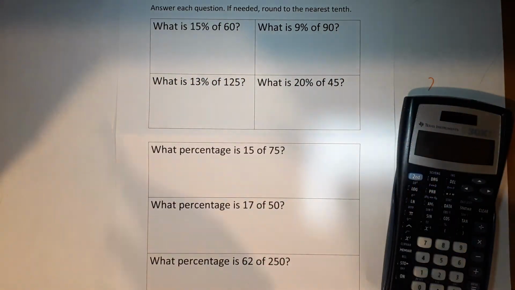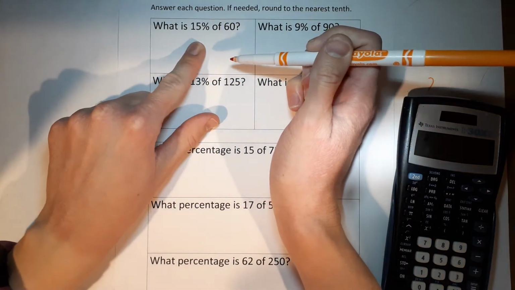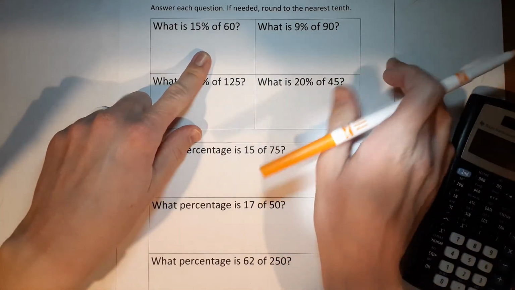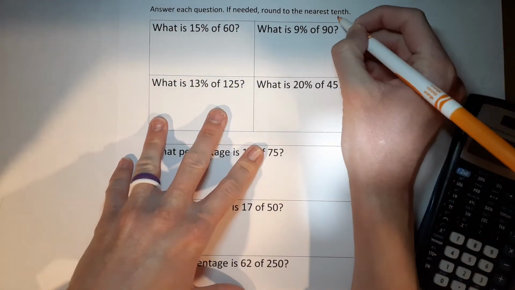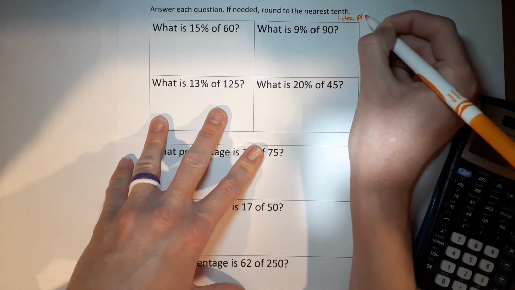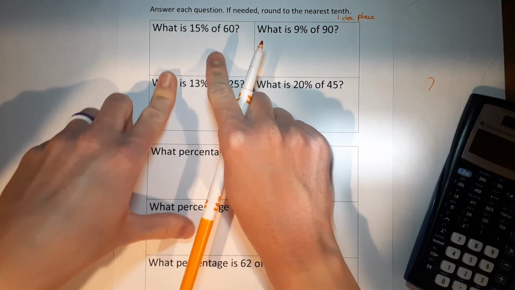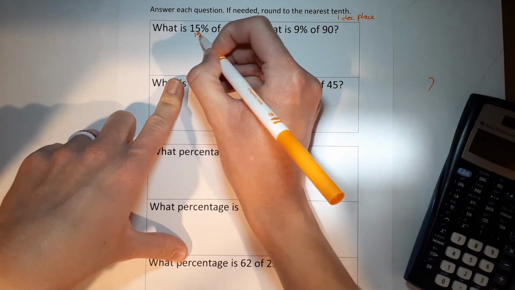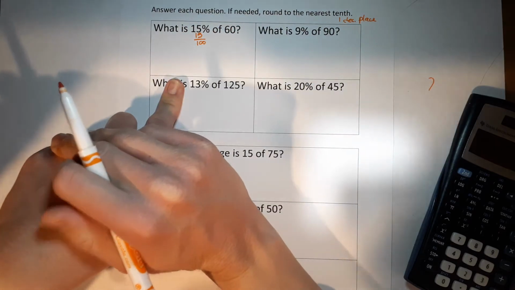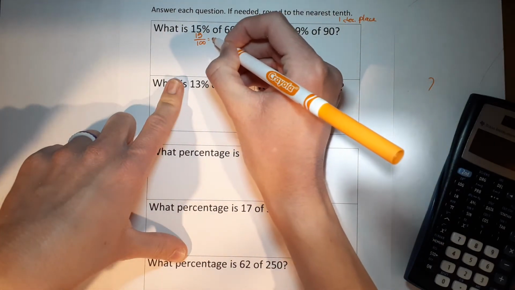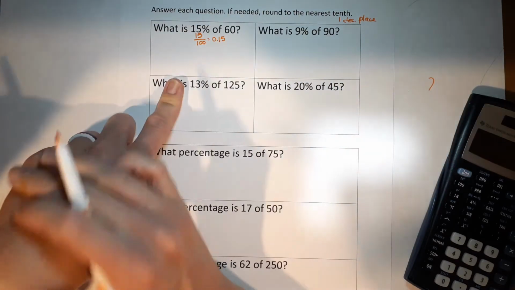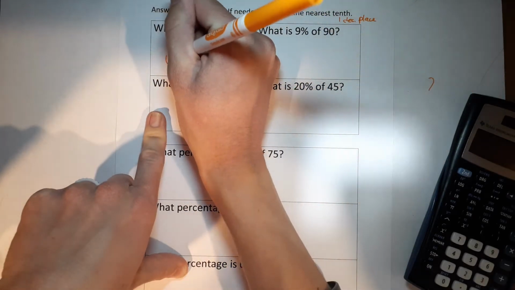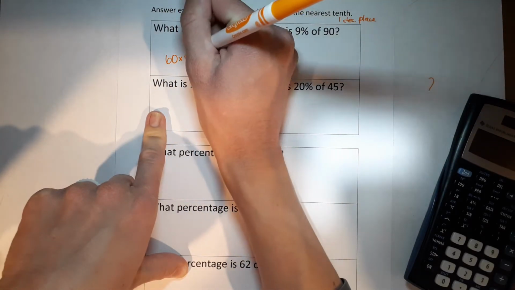All right, onward. What is 15% of 60? We're going to answer each question. If needed, round to the nearest tenth. The nearest tenth is 1 decimal place, okay? All right. What is 15% of 60? Well, 15% really means 15 out of 100, okay? And that can also be written as 0.15, okay?